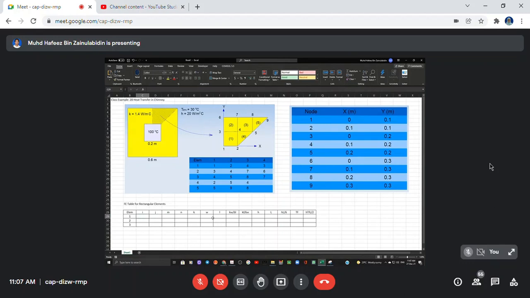Okay, IJMN. So for element 1: 1, 2, 4, 3. Element 2: 3, 4, 7, 6. Element 3: 4, 5, 8, 7.